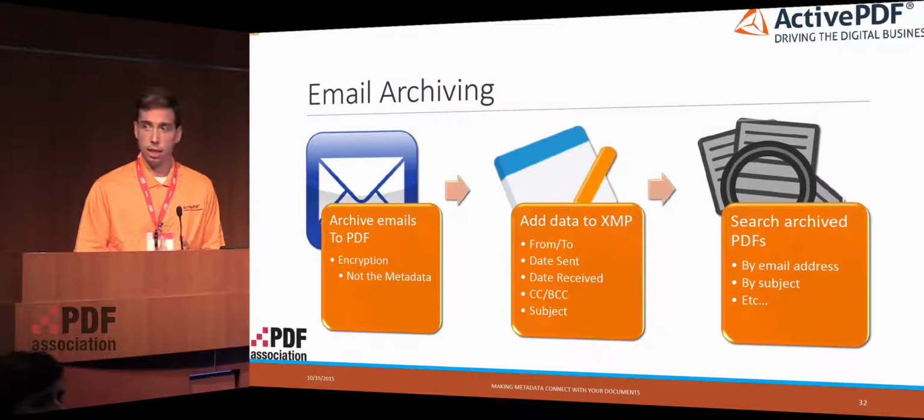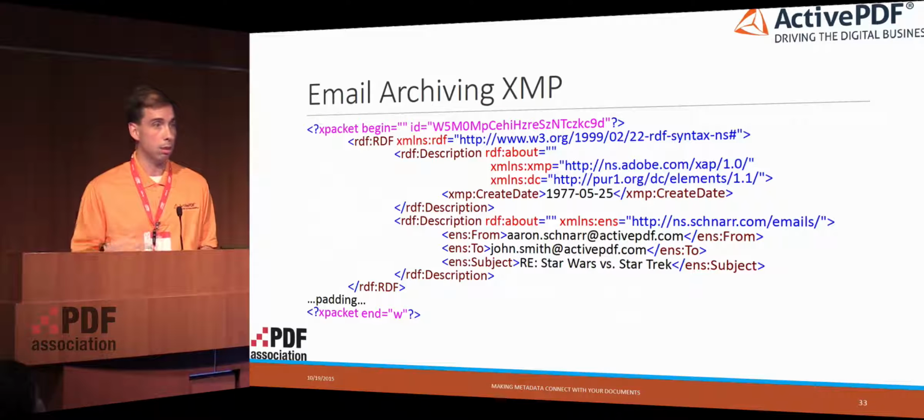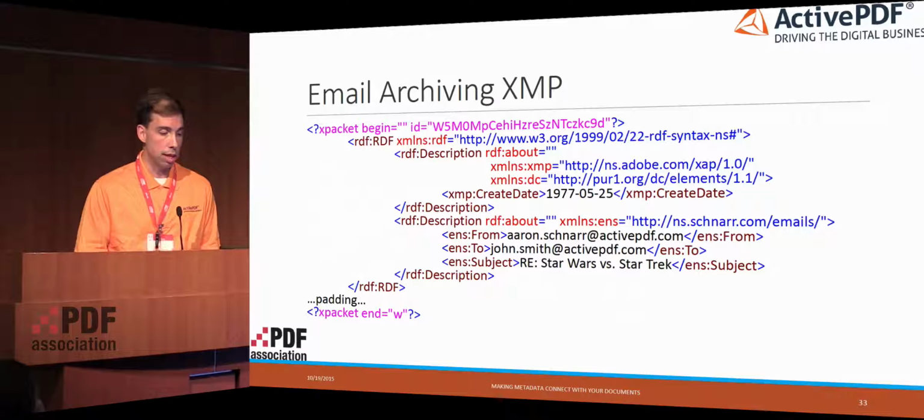Example of a packet that would describe that. We have it inside of our RDF description, all the correct tags. We're using multiple description elements because we're using multiple namespaces. And then the second description element near the bottom there is being used to describe my email namespace. I've got from, to, and then subject.